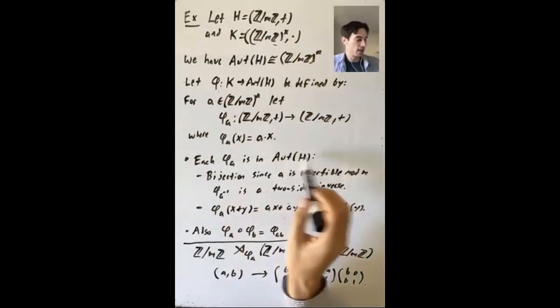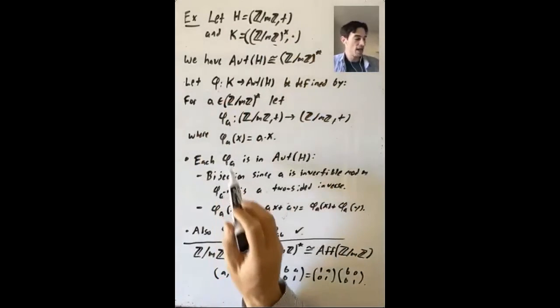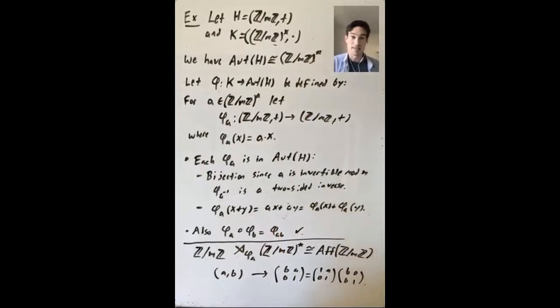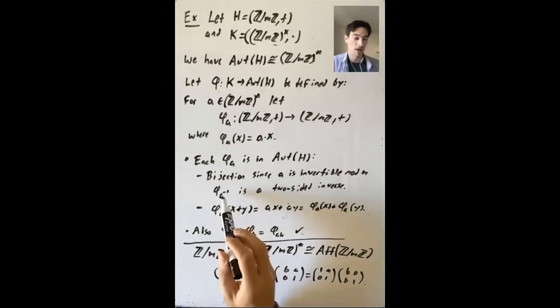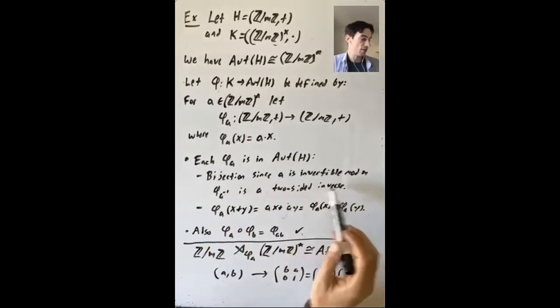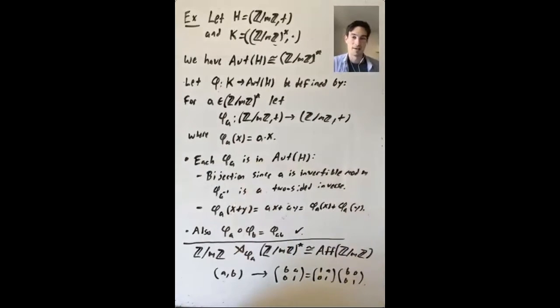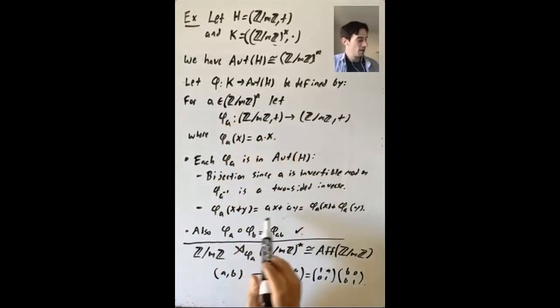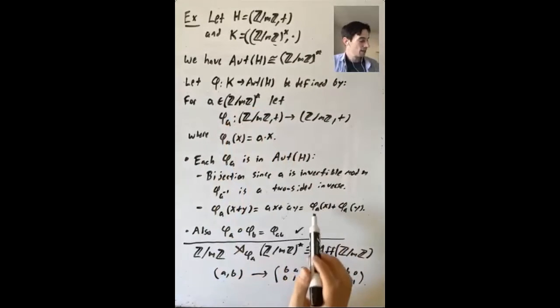Okay, so let's check that this really is an automorphism. phi_A is a bijection since A is invertible mod M. So that means A inverse really does exist mod M, the multiplicative inverse of A mod M. And phi_{A inverse} is a two-sided inverse for phi_A. That's easy to check. So that makes it a bijection. And phi_A applied to X plus Y, I mean, it needs to be a homomorphism from Z mod MZ plus to Z mod MZ plus, is AX plus AY. So that's phi_A(X) plus phi_A(Y). Okay, so each phi_A really is an automorphism.